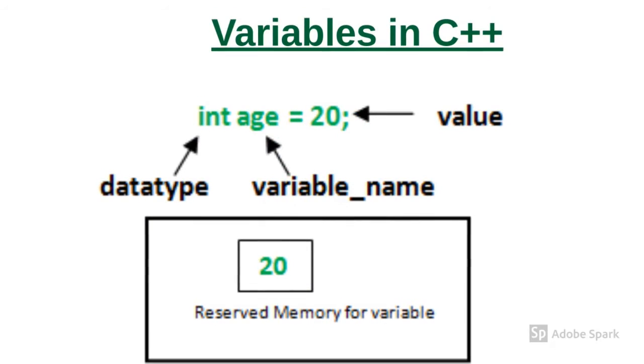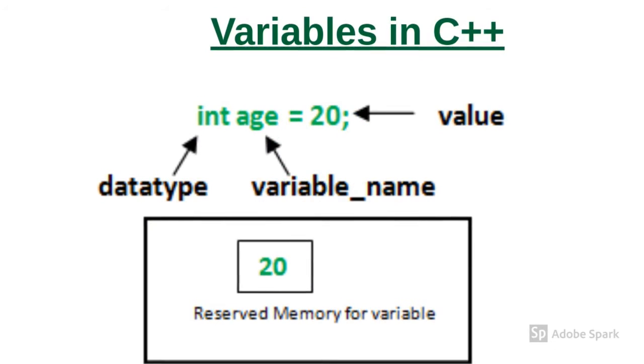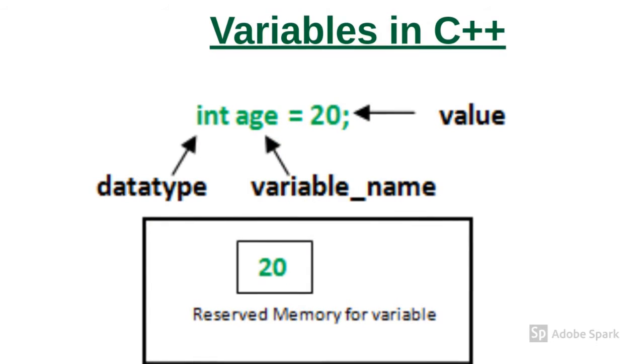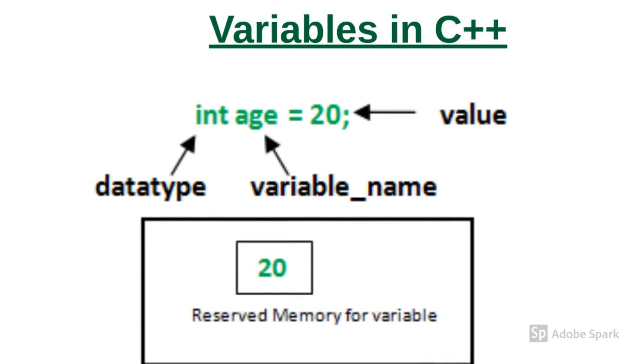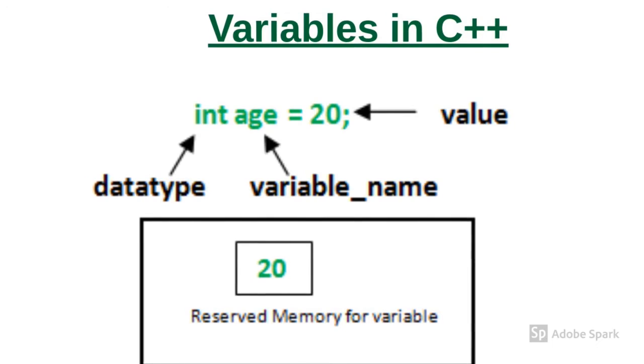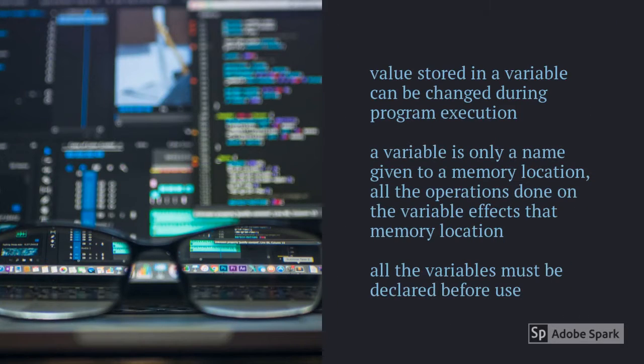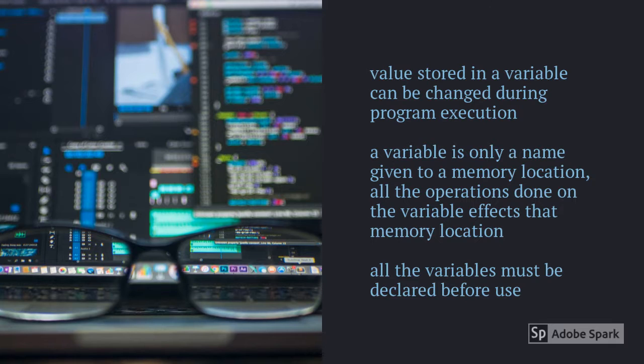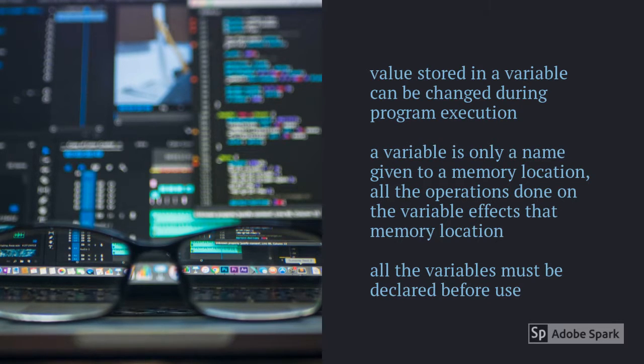A variable in C++ is a name given to a memory location. It is the basic unit of storage in a program. The value stored in a variable can be changed during program execution. A variable is only a name given to a memory location. All the operations done on the variable affects that memory location. In C++, all the variables must be declared before use.